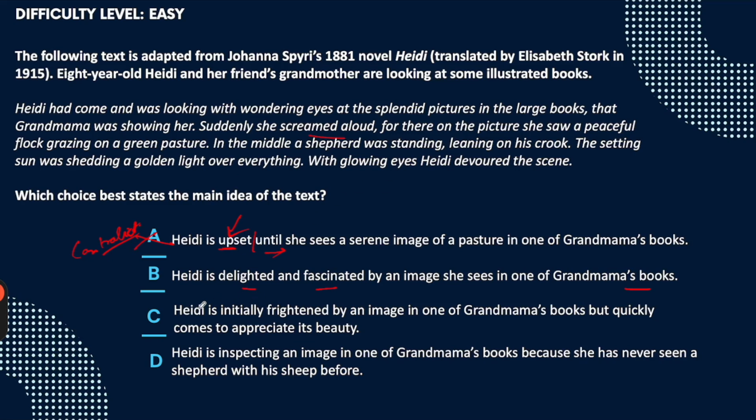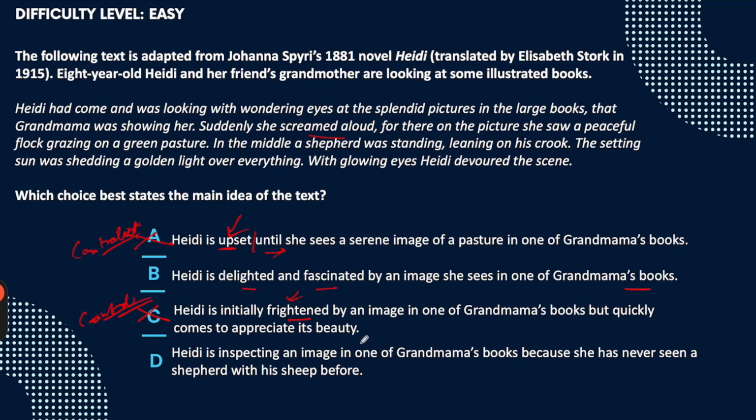Let's look at C. H is initially frightened by an image. Stop. She wasn't frightened by anything. She screamed aloud out of fascination. There was nothing negative about her and the image in the text. So she wasn't frightened by anything as such. This is again out because it is contradicting the text. So contradictory option eliminated. Let's look at D.